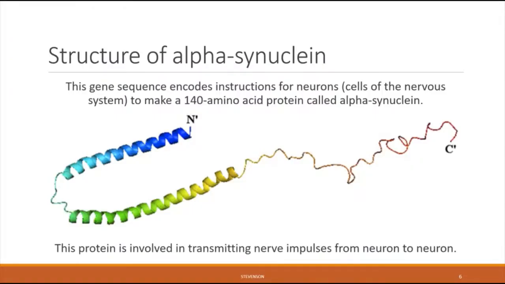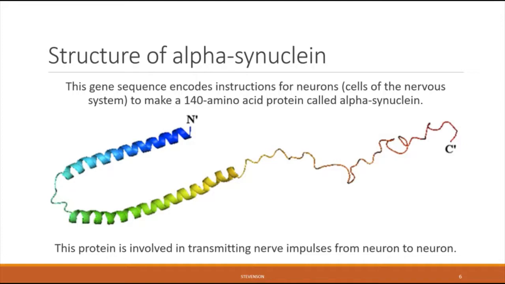What all those instructions amount to is a recipe for making this protein that you see on the screen right here, which again is called alpha-synuclein. It's made of 140 amino acids in length. And this protein, we know, is involved in transmitting nervous system impulses from neuron to neuron in the brain. So that's what the instructions encode for, this physical protein right here.